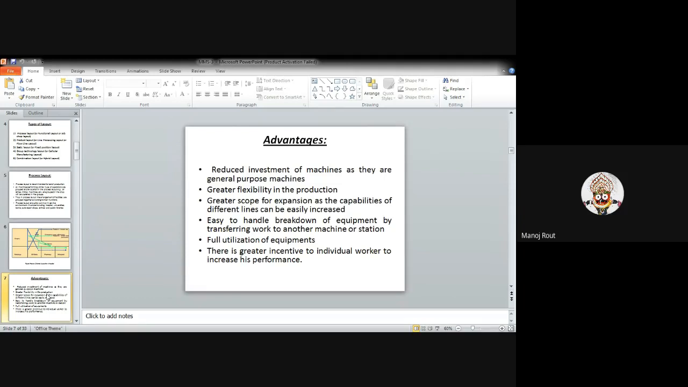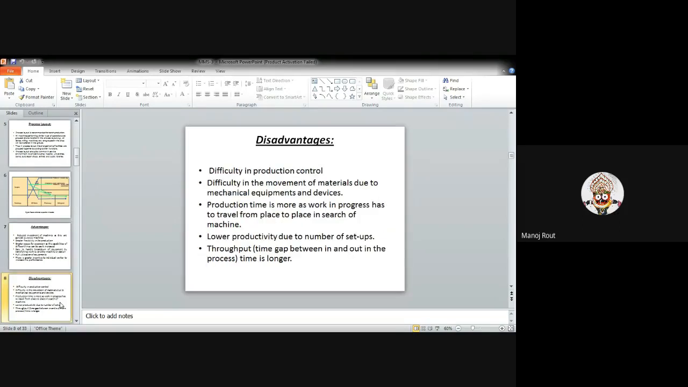Due to the flexibility provided by process layout, it increases the individual worker's efficiency and effectiveness, and so improves performance. Next, these are the disadvantages: difficulty in production control, and difficulty in movement of material due to mechanical equipment. Whenever you set up particular machines, just imagine heavy machinery: these are not moved from one place to another.